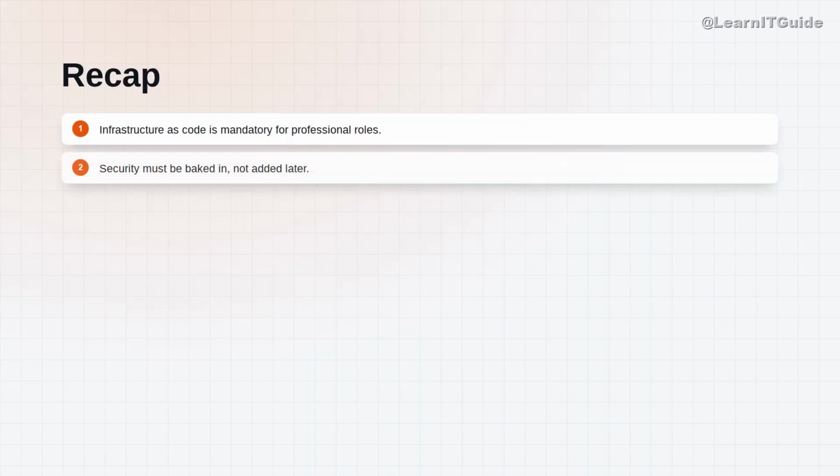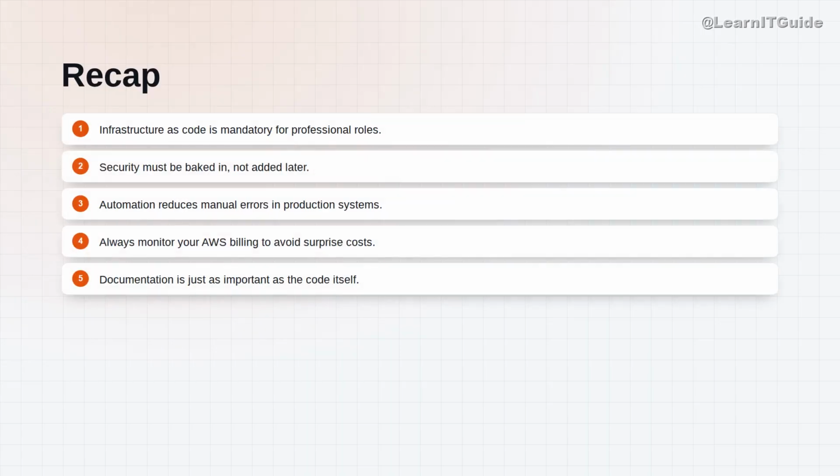To recap, remember that infrastructure as code is mandatory. Security must be part of your initial design. Automation is your best tool for reducing errors. Keep a close eye on your AWS billing. And finally, document your work. It is just as important as the code you write.